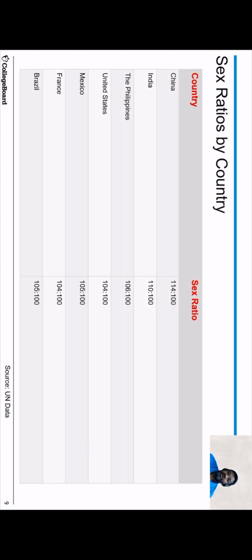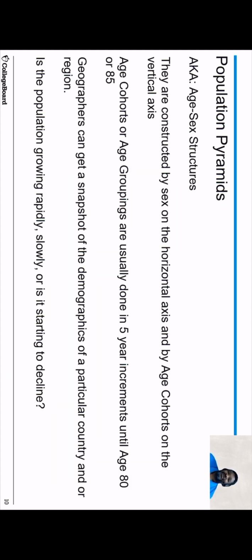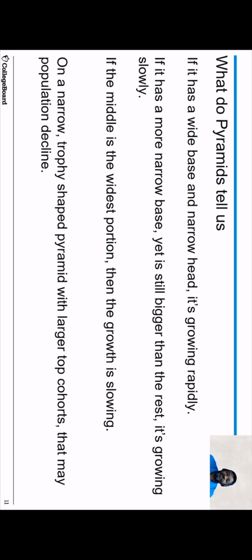Population pyramids. These are also known as age-sex structures. They're constructed by sex or gender on the horizontal axis and by age cohorts on the vertical axis. Age cohorts or age groupings are basically 5-year groupings of people. Geographers can get a snapshot of the demographics of a particular country or region. What does this tell us? Is the population growing rapidly? Is it growing slowly? Or is it starting to decline based on the age-sex cohorts that we see on population pyramids?